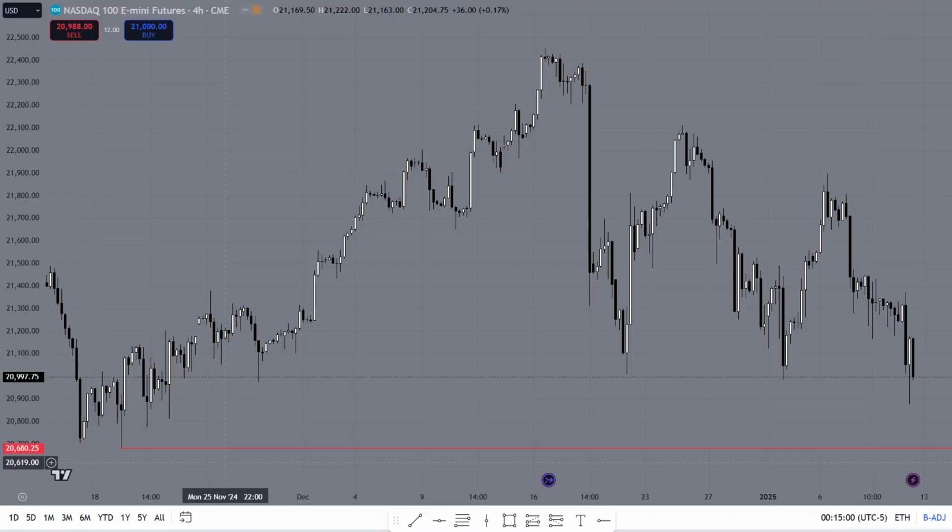Hello folks, in this video I'm going to talk about how you can anticipate price movements based on the economic calendar. This right here is the E-mini Nasdaq March delivery futures contract.